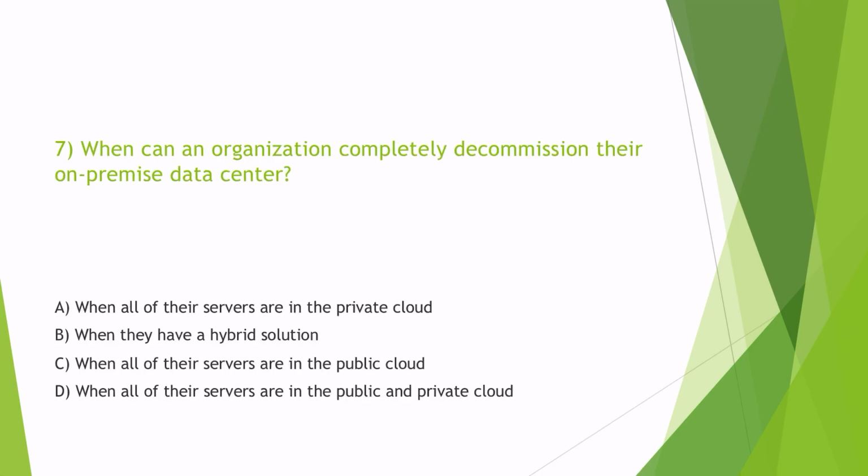Question 7, when can an organization completely decommission their on-premise data center? Option A, when all of their servers are in the private cloud. Option B, when they have a hybrid solution. Option C, when all of their servers are in the public cloud. Option D, when all of their servers are in the public and private cloud. Correct answer is option C, when all of their servers are in the public cloud.